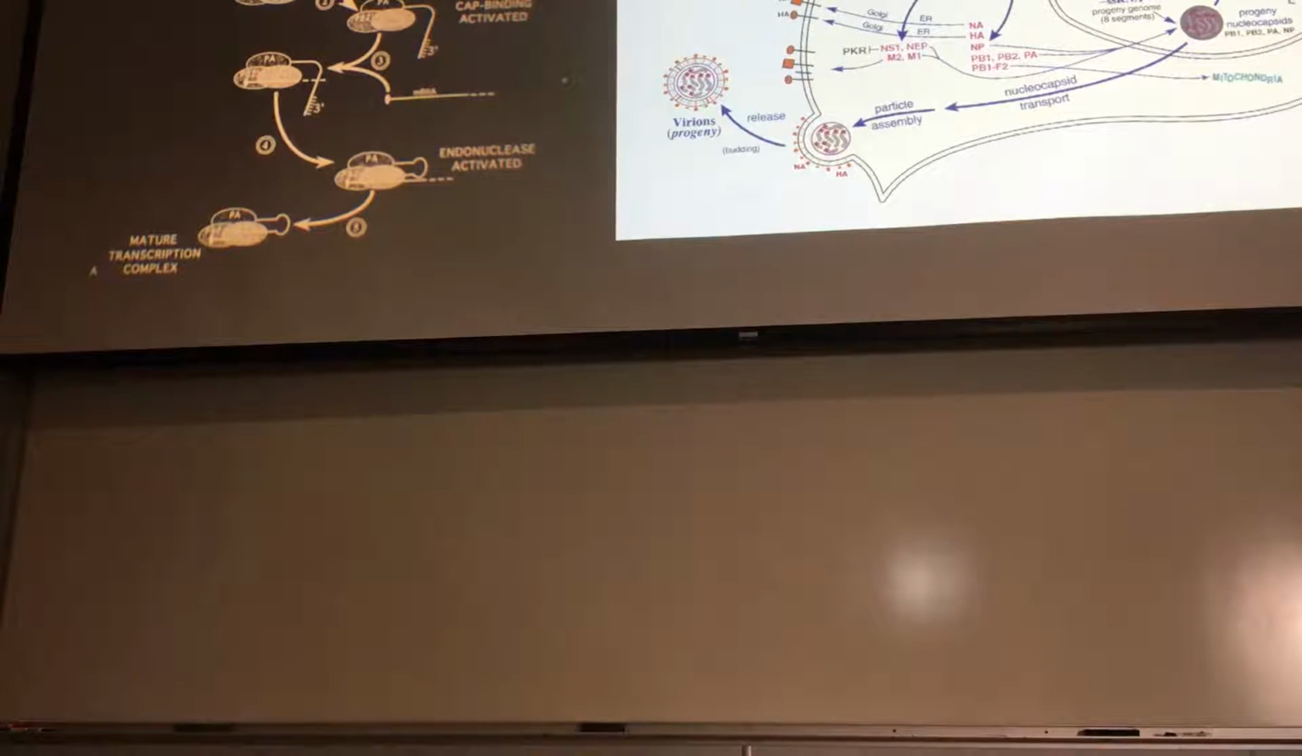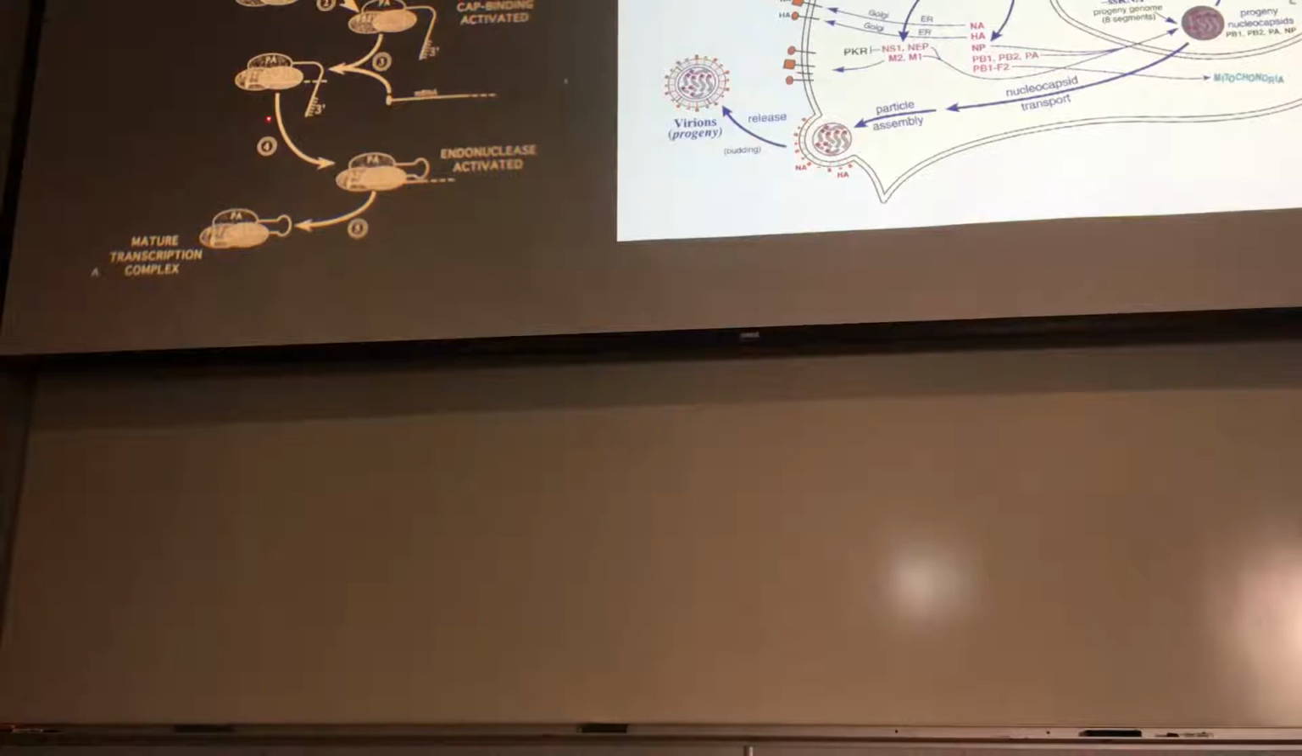And when that occurs, then you do have the cleavage that's catalyzed by the PA subunit to cleave the cellular RNA. So you get just this little fragment of 10 to 15 nucleotides from the 5' end of the cell RNA that ends up being our primer that we can extend from to copy the transcript.